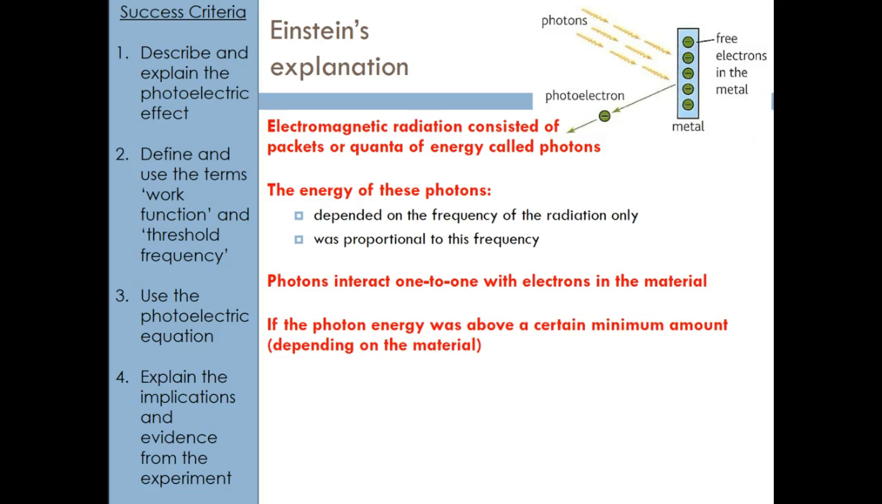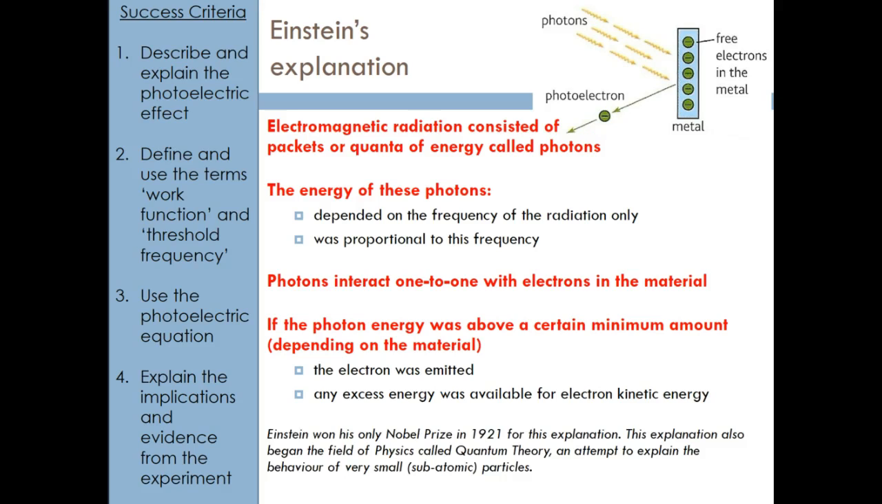So the photon energy would have to be above this minimum amount depending on the material. If it was, the electron would be emitted, and any extra energy would be what gave the electron its kinetic energy. So this explanation is actually the thing that Einstein won his Nobel Prize for in 1921. And this is kind of also the birth of a field of physics called quantum theory.